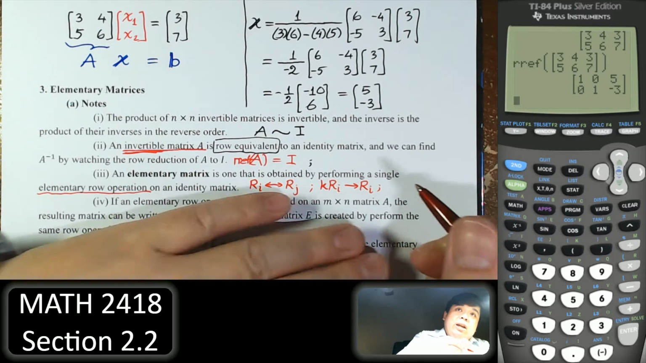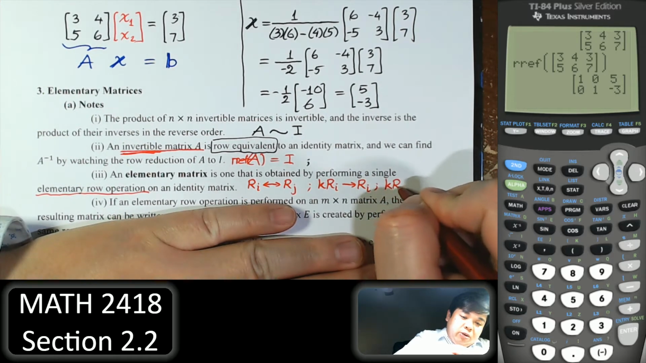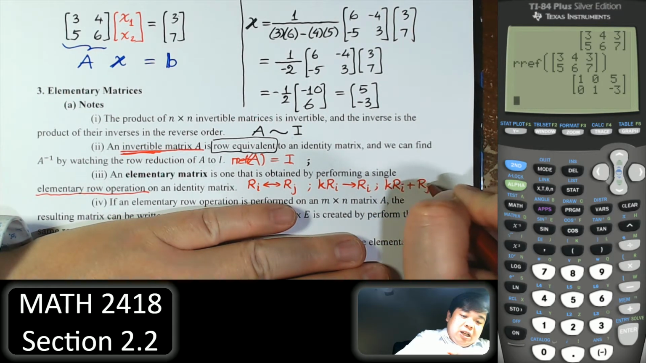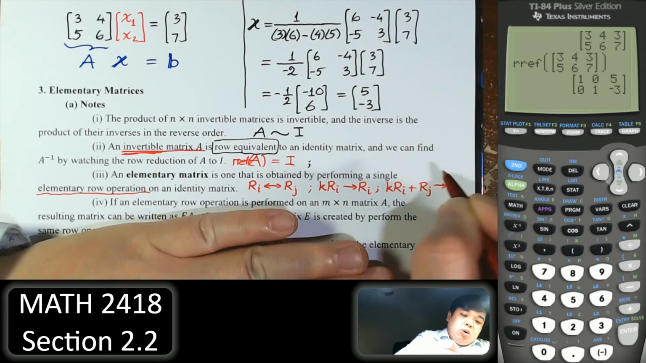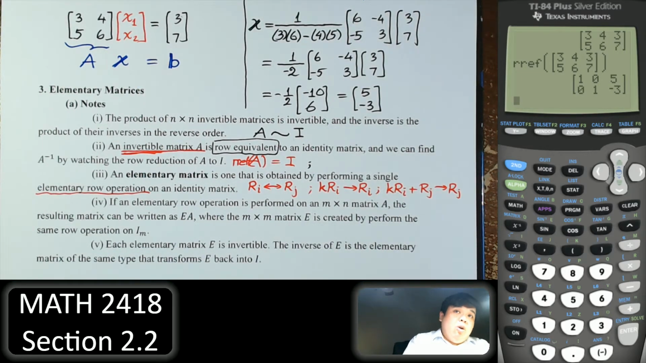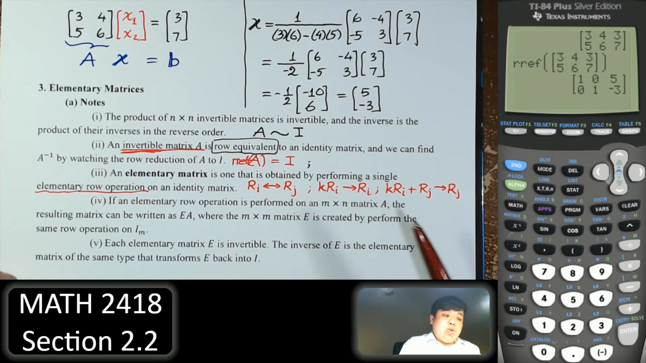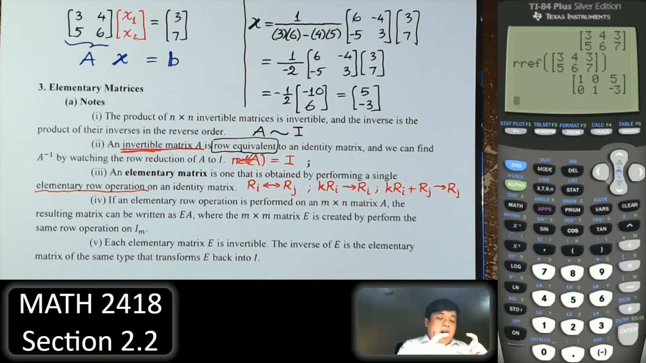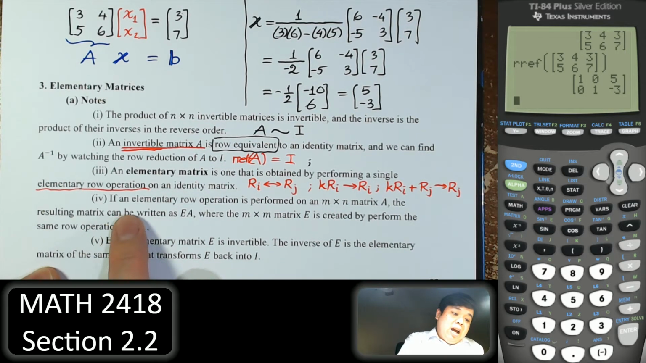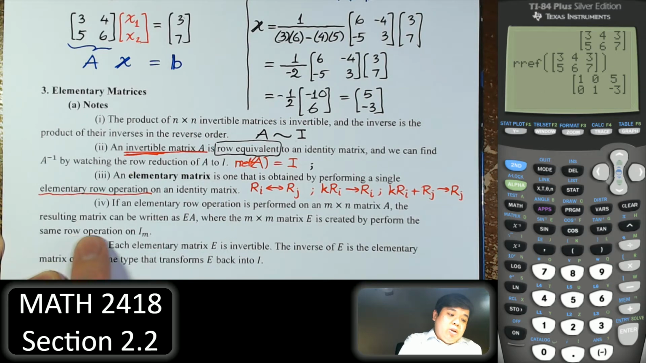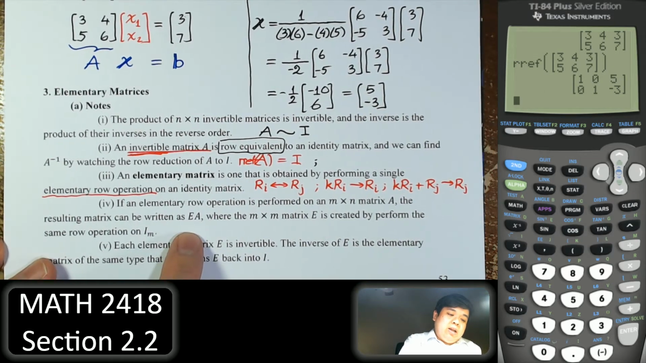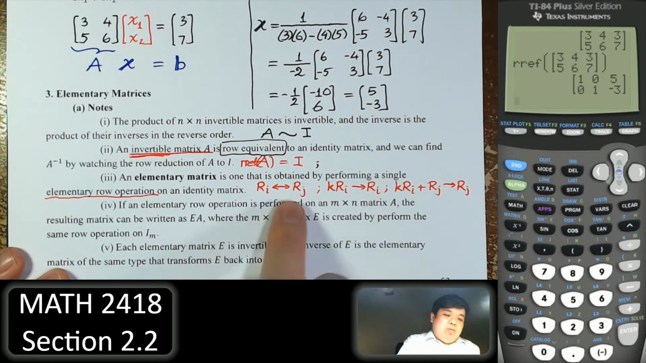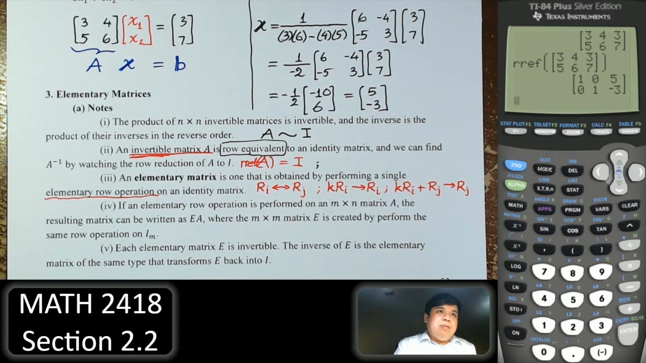And number 3 is multiply a number into a row, add and replace into another row. So those are the 3 elementary row operations, and there will be 3 elementary matrices associated to this, which we'll study in a minute. Right, so instead of doing this, we just multiply by a matrix. If an elementary row operation is performed, the result can be written as EA.